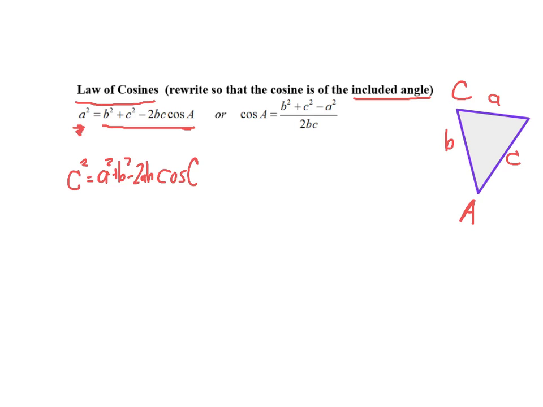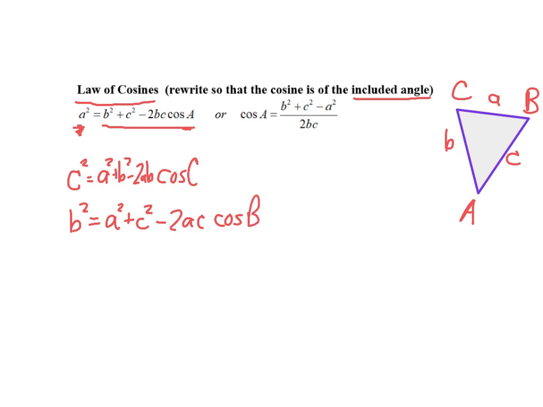Or if you were looking for an included angle B, then you would have a B squared here. The other two letters would be A squared plus C squared minus 2AC cosine of B. So observe the pattern so that you can rewrite the formulas.